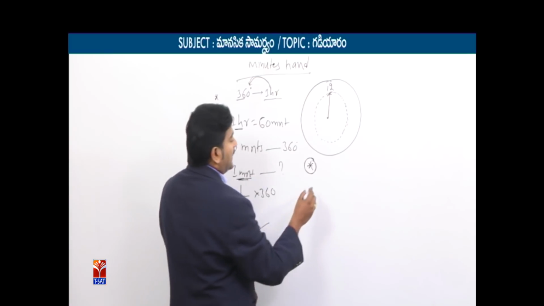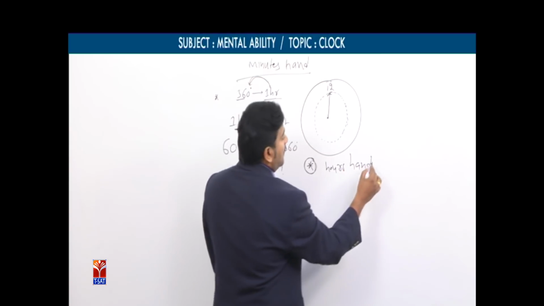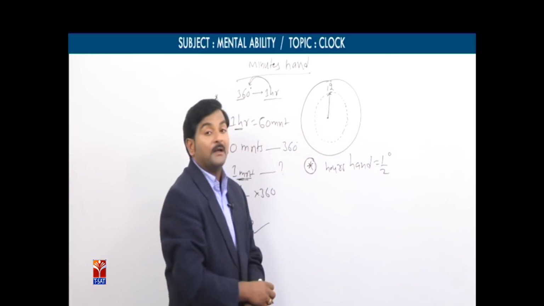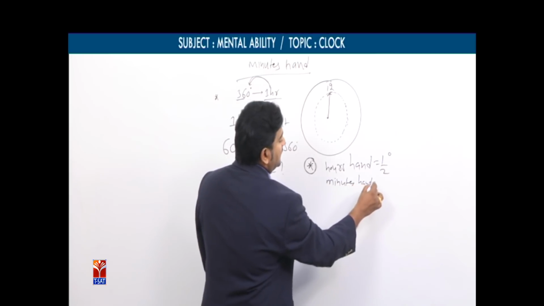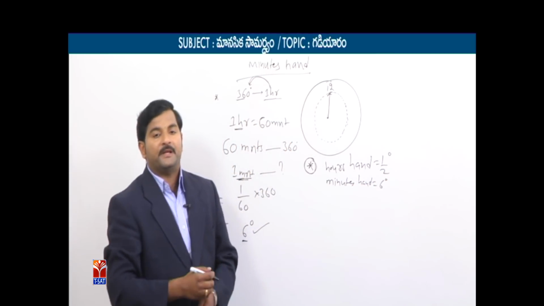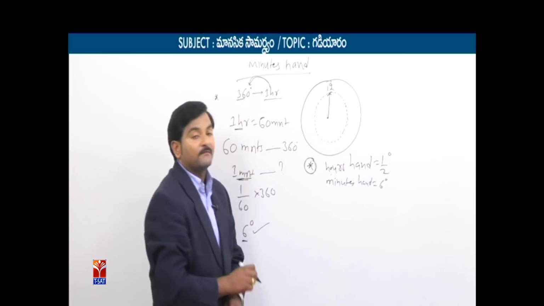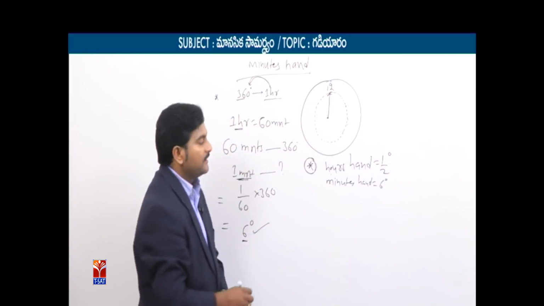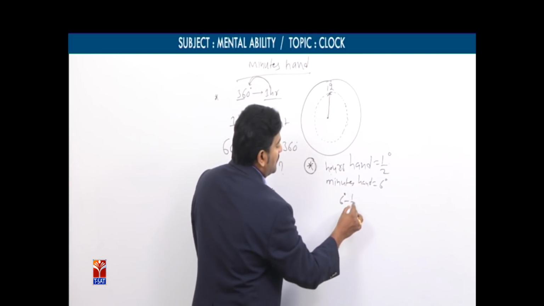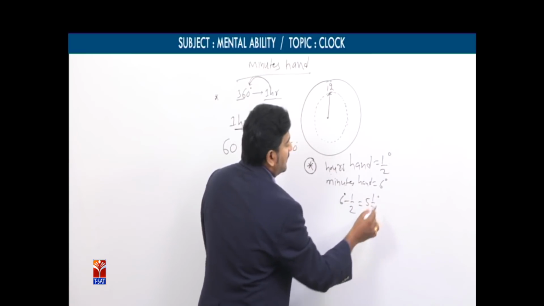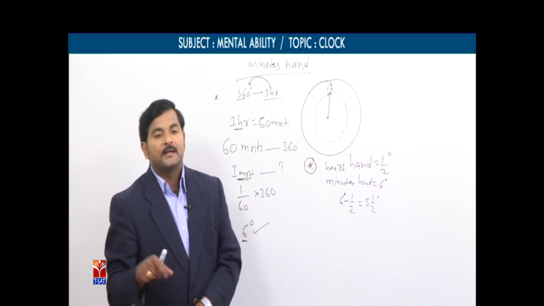We will focus on this previous question. If you talk about the hour hand, the hour hand makes half a degree in the span of only 1 minute. Similarly, the minute hand makes 6 degrees in the span of 1 minute. So these are the 2 important points. If you take the difference, 6 degrees minus half a degree equals 5.5 degrees. This 5.5 degrees is said to be the relative speed of the 2 hands in a clock.